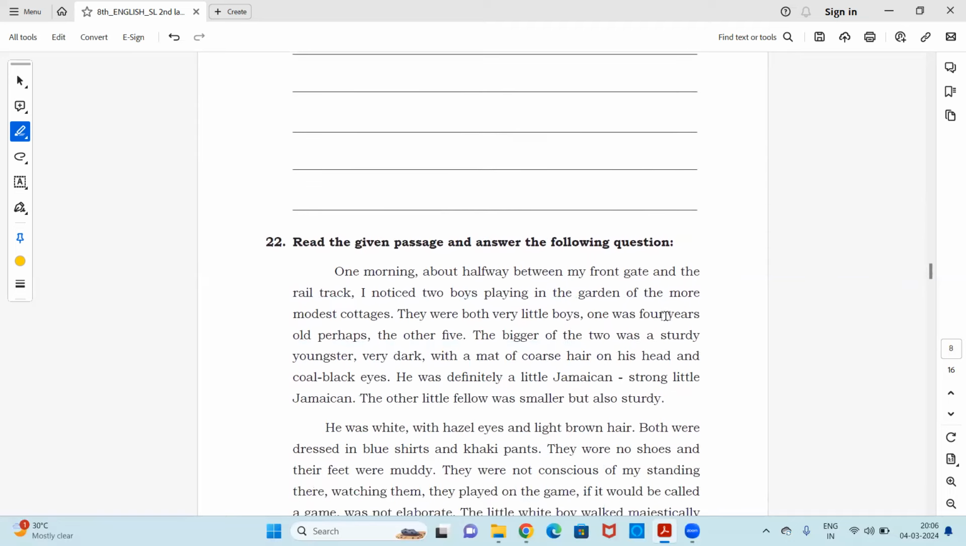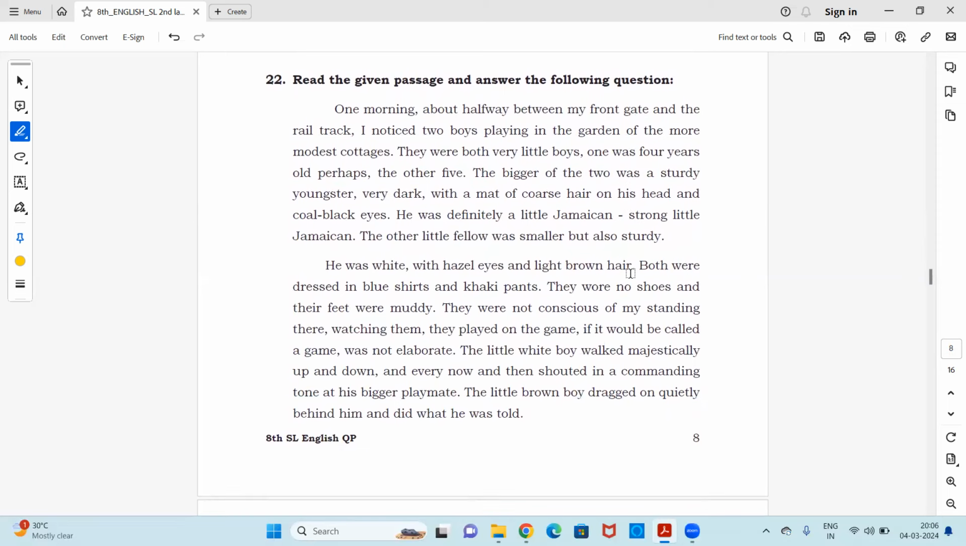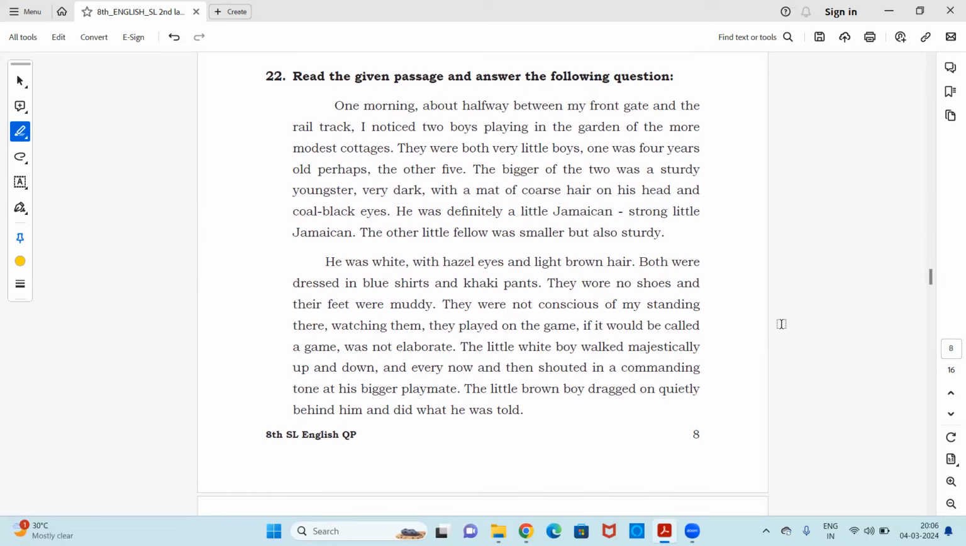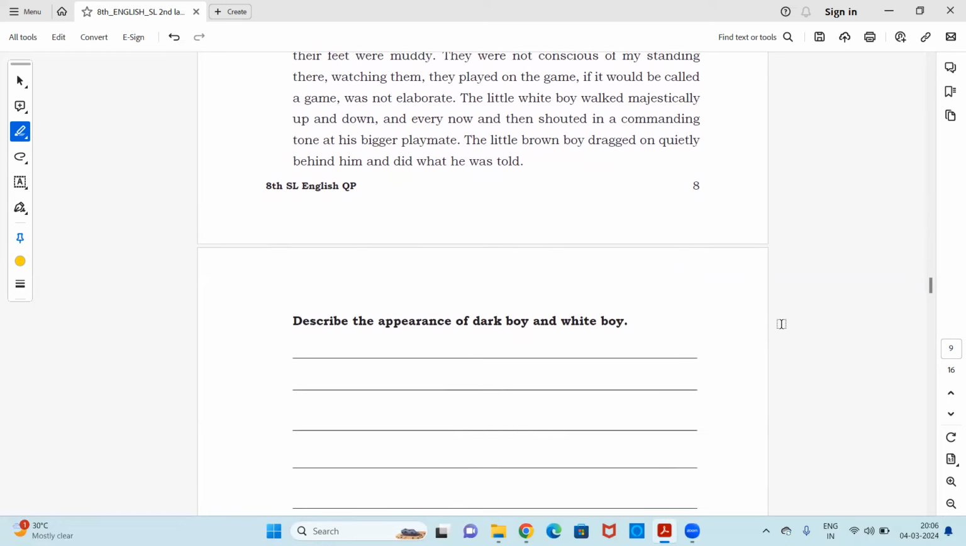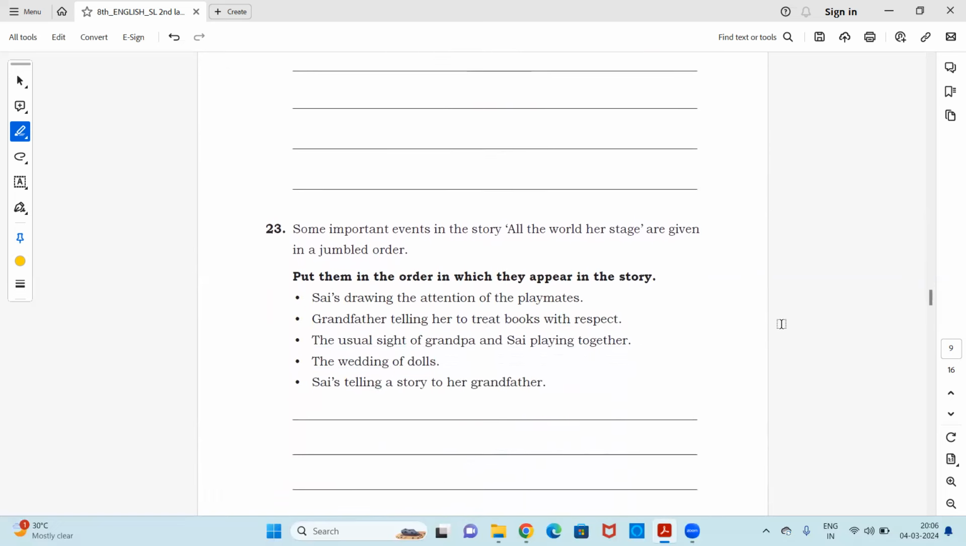Okay, next. Read the given passage and answer the following questions. Again, you have a passage here. You can stop the video, pause it, and read the entire passage. And then you have a question here: describe the appearance of a dark boy and a white boy. Okay, very simple. One question from each paragraph.